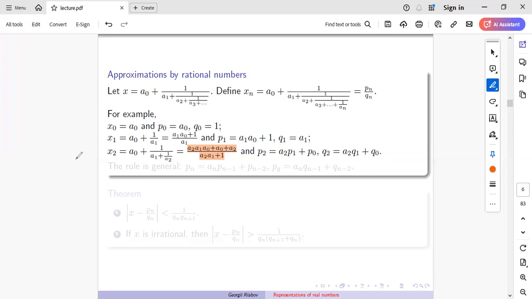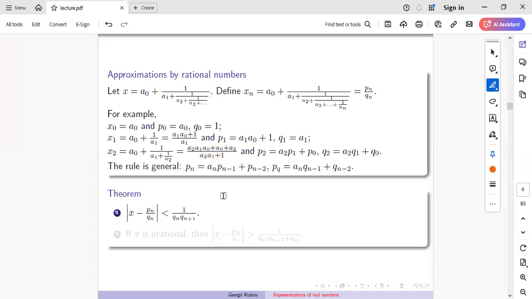And it turns out that this is a general rule. Pn is equal to an pn minus 1 plus pn minus 2. And here must be qn. Sorry for that. Qn is equal to an qn minus 1 plus qn minus 2.